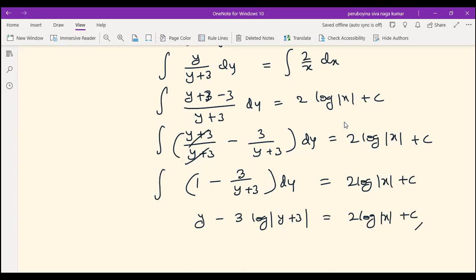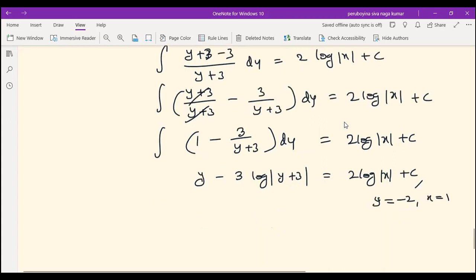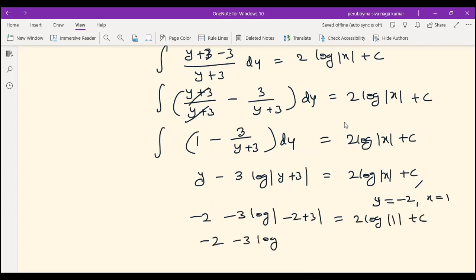Some conditions were given, right? What are the conditions? y value is minus 2, x value is 1. Now I am going to write those values. So y value minus 2 minus 3 into log mod y value minus 2 plus 3 is equal to 2 log mod 1 plus c. So minus 2 minus 3 into log mod 1. And what is log 1? You know that it is 0. Log 1 is 0. So minus 2 into 0 is 0 and this is 0. So the c value finally I got as minus 2.